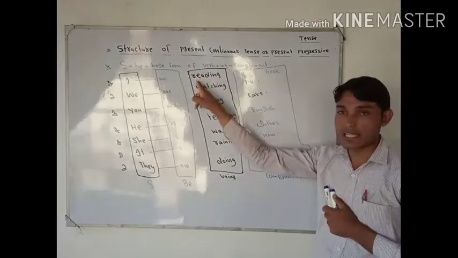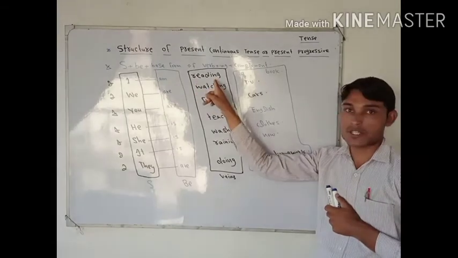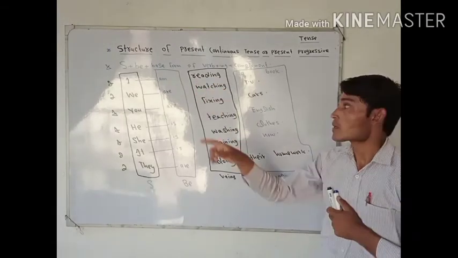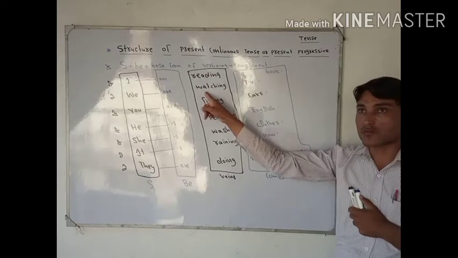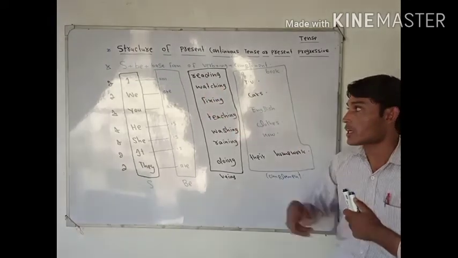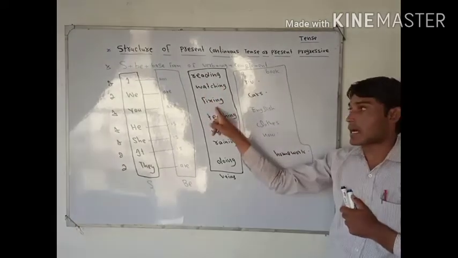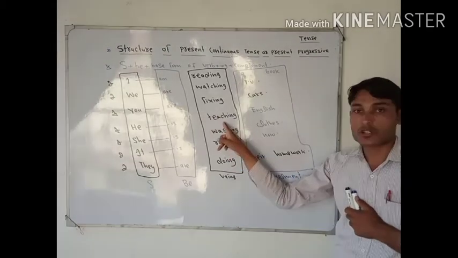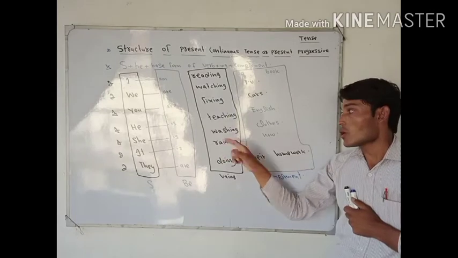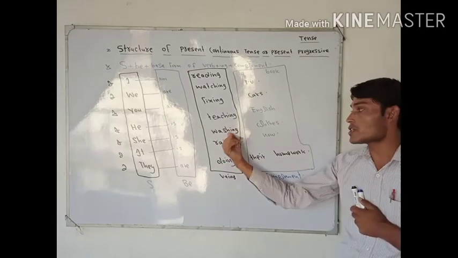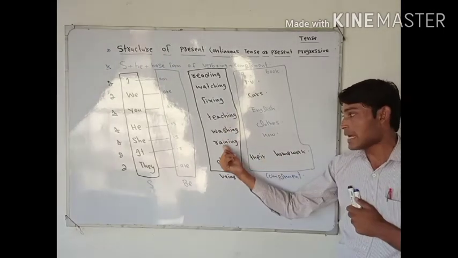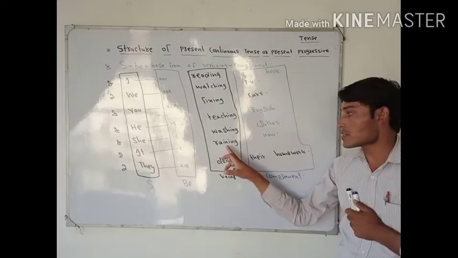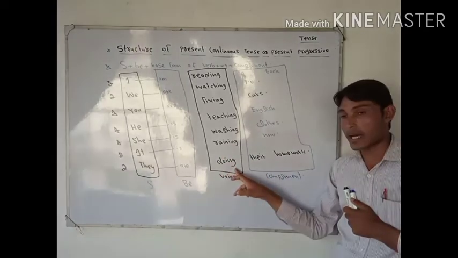So we have read, which is the base form of the verb, but we add ing, so it becomes the present participle, reading. Watch is the first form, we add ing, it becomes watching. Fix is the first form, we add ing, it becomes fixing. Teach is the first form, we add ing, so teaching is the present participle. Wash is the first form, we add ing, it becomes washing. Rain is the first form, we add ing, it becomes raining. Do, we add ing, that becomes doing.